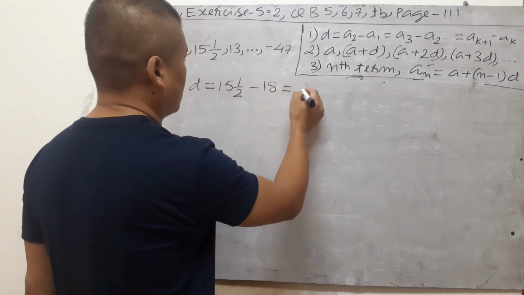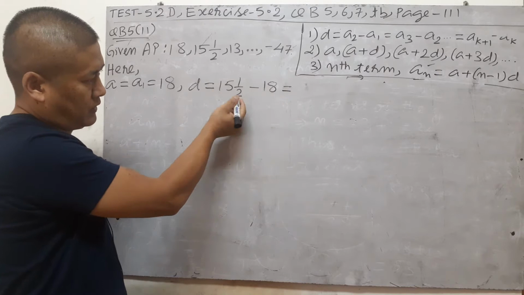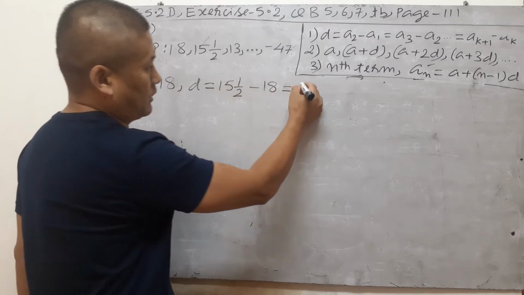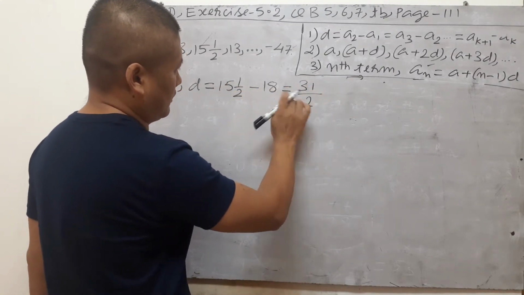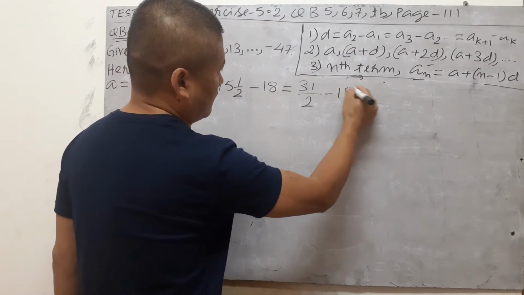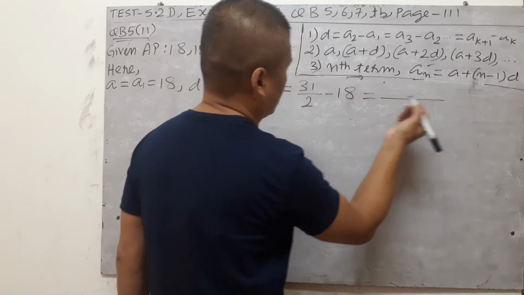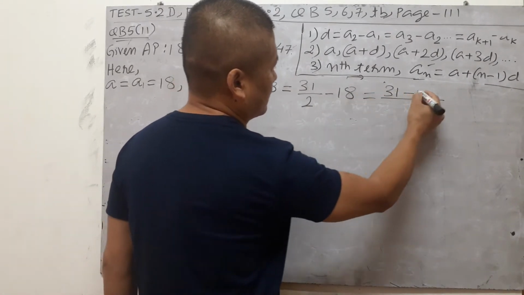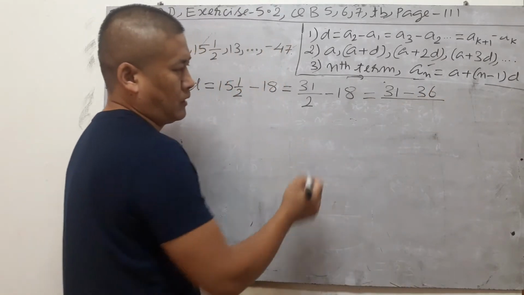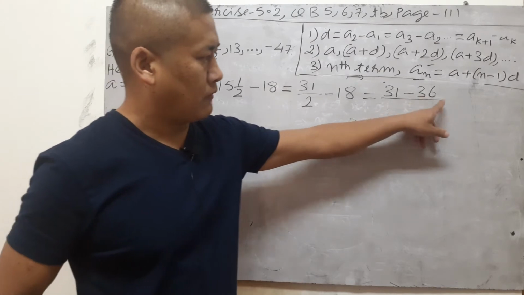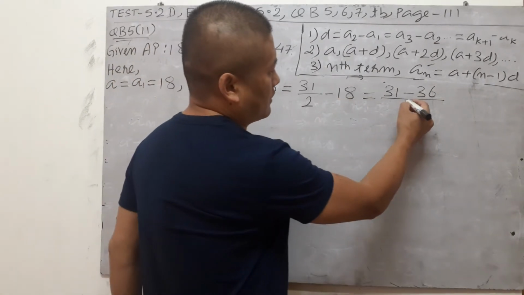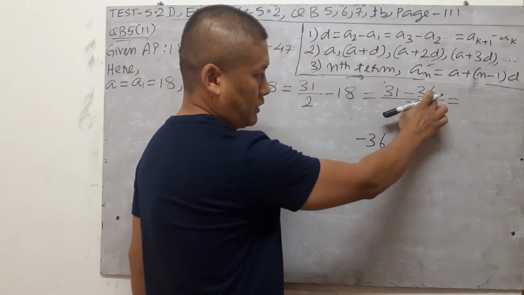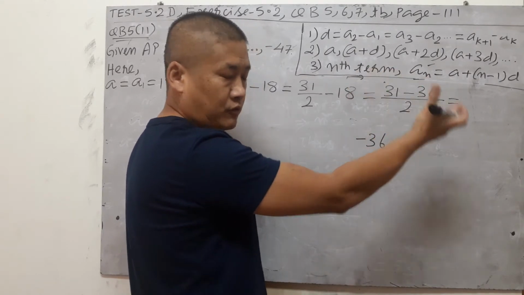So this mixed fraction will change to a proper fraction. 2 into 15 is 30. Then 30 plus 1 will be 31, divided by 2, that's a proper fraction, minus 18. So that will be equal to 31, the same, and minus, then 2 into 18 is 36, divided by the LCM, which is 2. So that will be equal to minus 36, the bigger absolute value. 36 is bigger than 31 in absolute value.